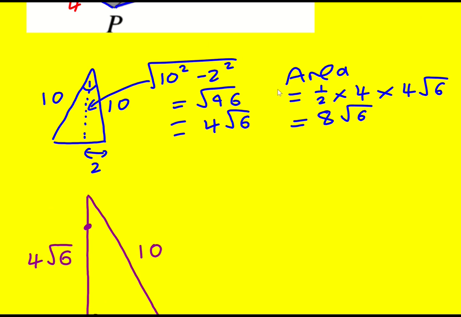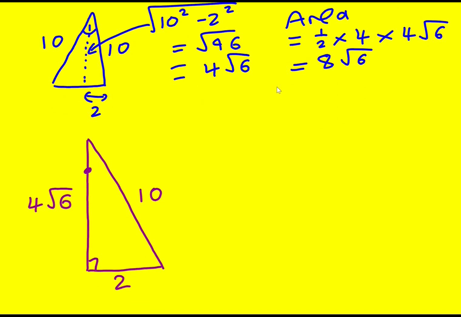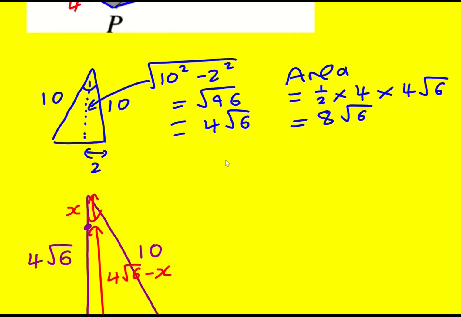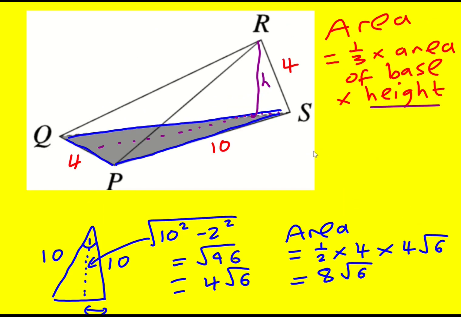So what I did is I thought, right, I'm going to call this x, and then that's x. And this length is going to be 4 root 6 minus x. Now, how does that help? Well, actually, we can now look at this green triangle here.